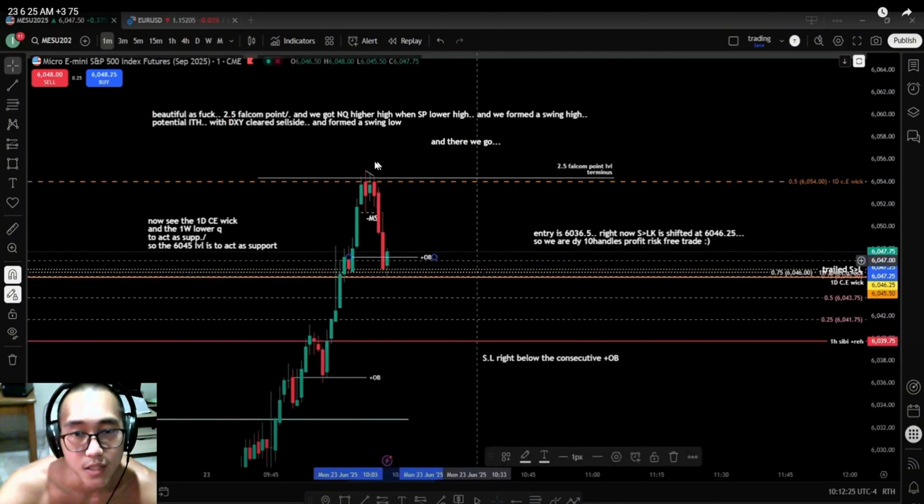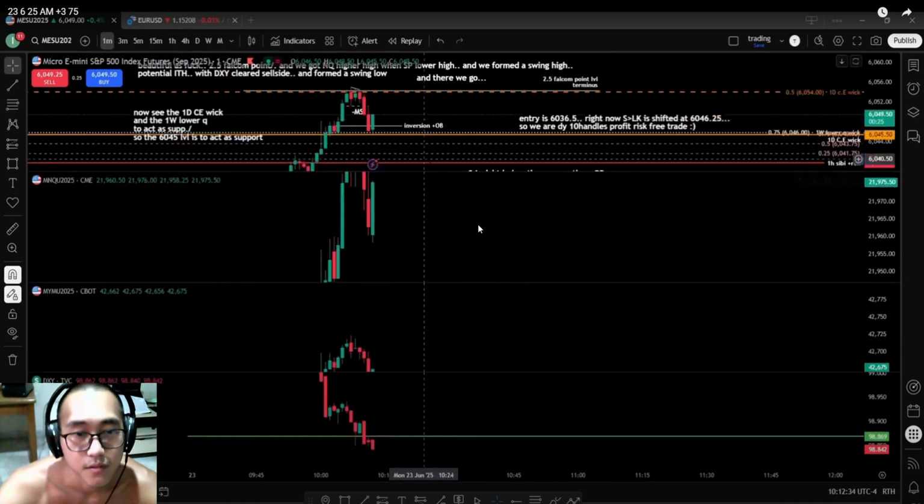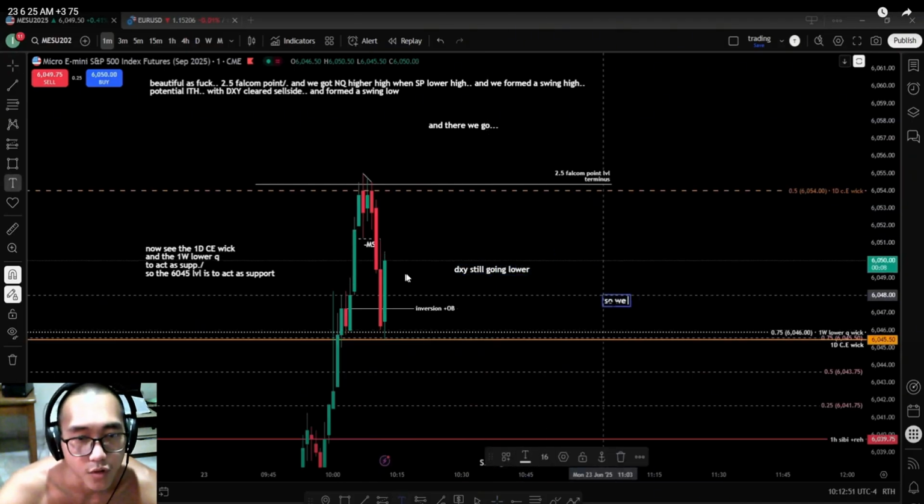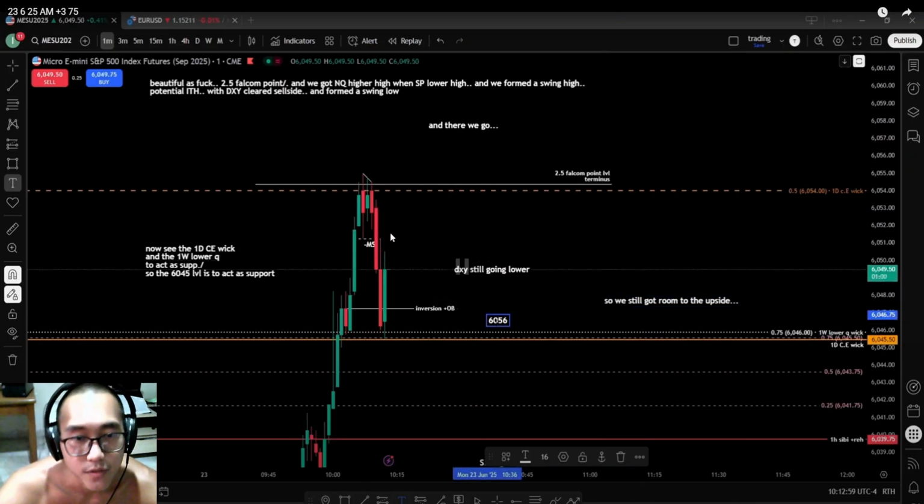Because the fact that we rejected at the 2.5 Fulcrum point here, that tells a lot of things, okay? But again, if dollar is going lower, that disqualifies this trade idea. Unless if you say dollar is pulling higher, then this CB is qualified. But it did not, that's why this CB is not qualified yet, okay? So even though if it's up here, I am not going to go short.